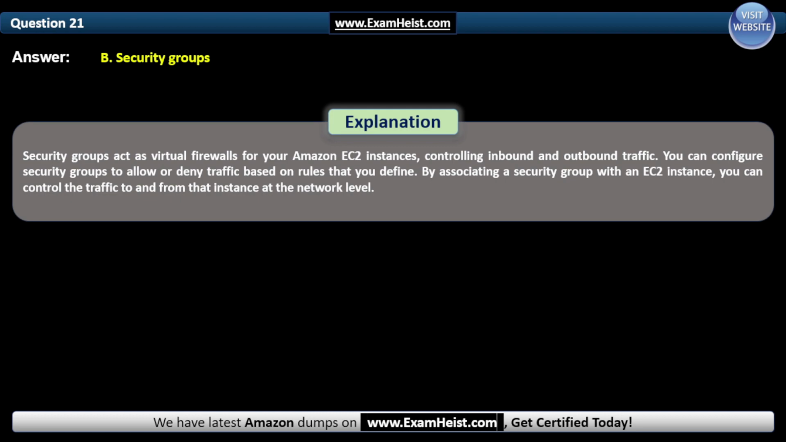Security groups act as virtual firewalls for your Amazon EC2 instances, controlling inbound and outbound traffic. You can configure security groups to allow or deny traffic based on rules that you define by associating a security group with an EC2 instance. You can control the traffic to and from that instance at the network level.